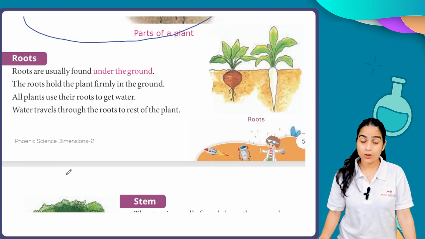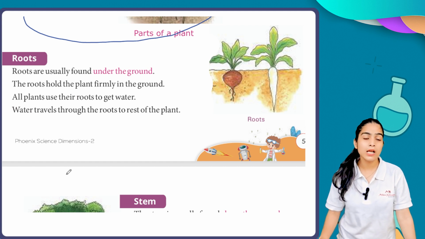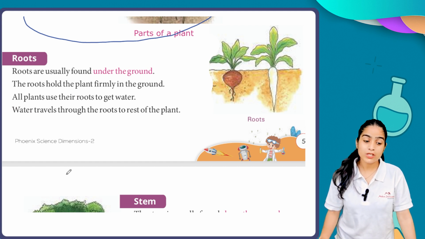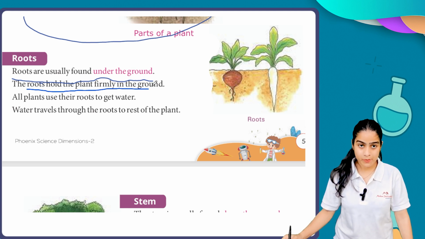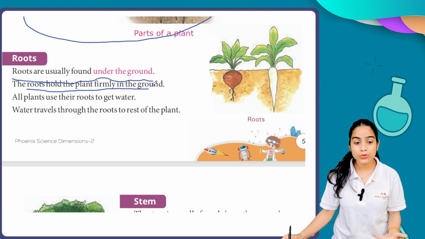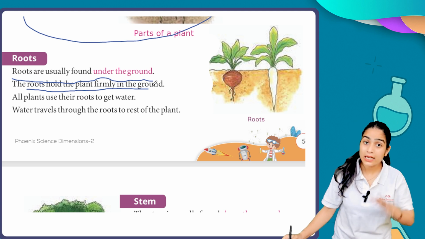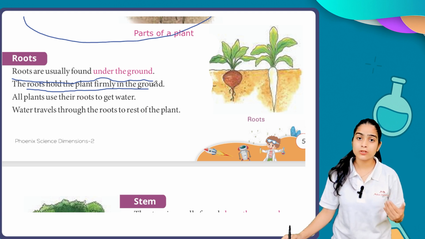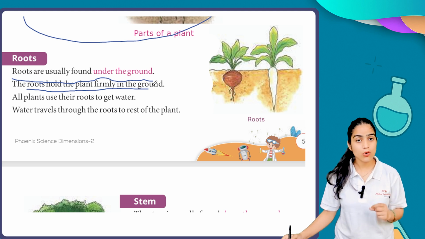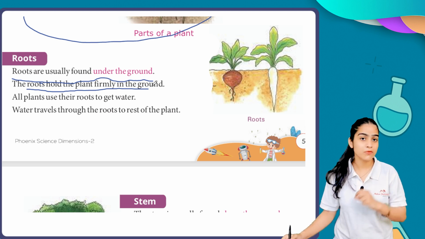So first of all, the part which is not visible but plays a very important role, let's start with it. So first we have roots. Roots are usually found under the ground. The roots hold the plant firmly in the ground. It means roots. Where do we find roots? We find roots underground. Underground means below the soil, or you can also say under the soil.